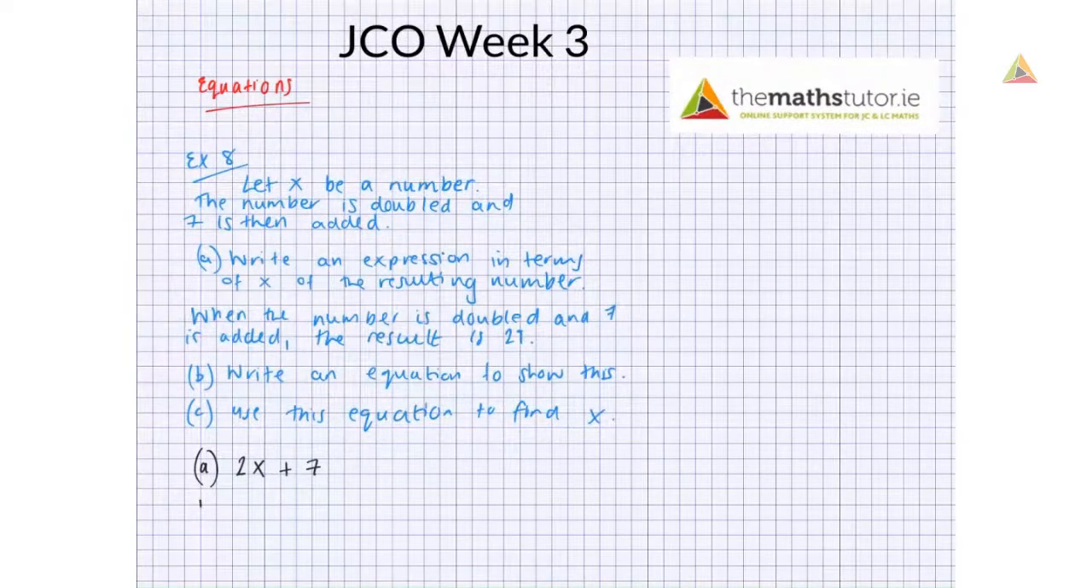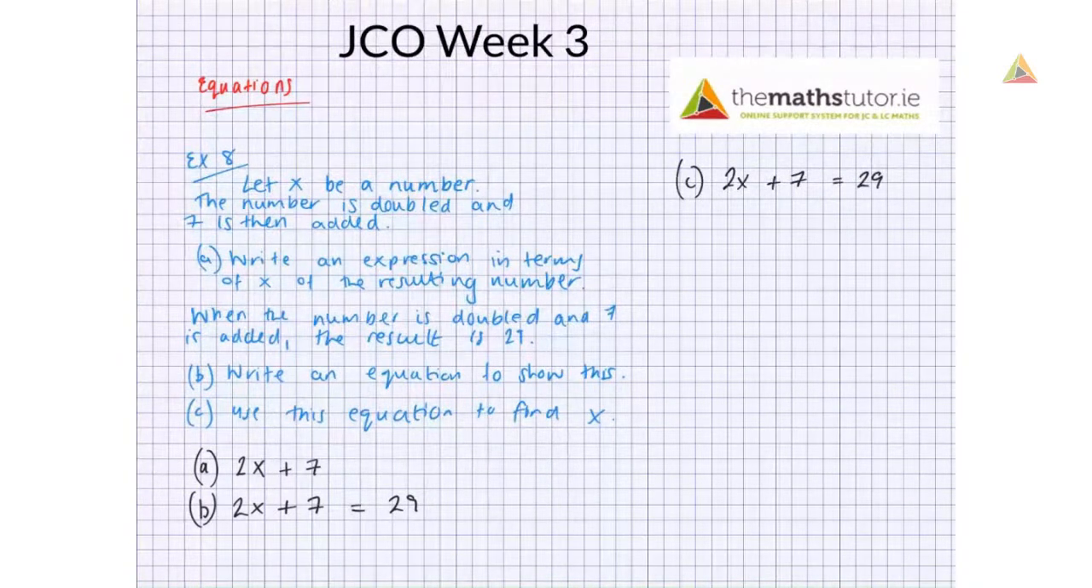So for part B, what you have from part A, 2x plus 7, the result is 29. And then for part C, use this equation to find x. So we want to get x on its own. So I'm going to just do this up here. You need to solve it. So 2x plus 7 is equal to 29.